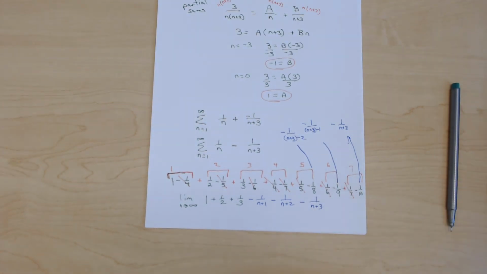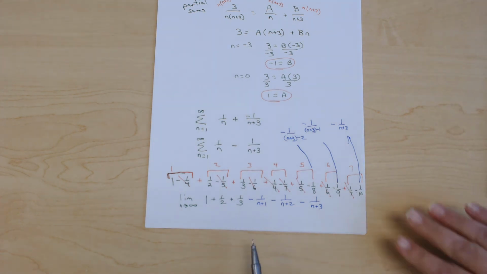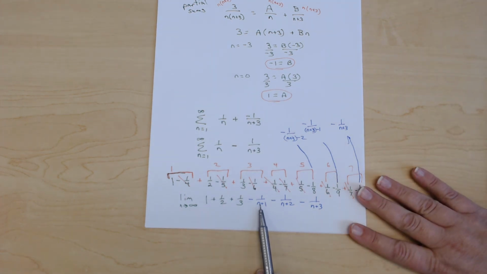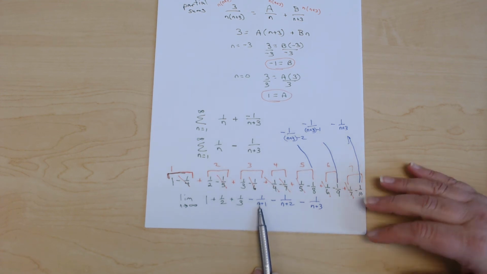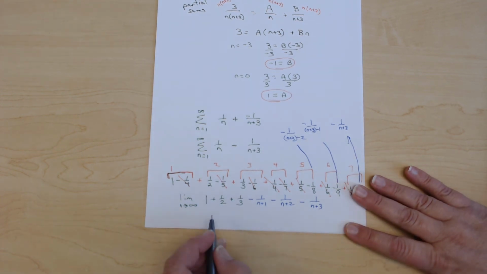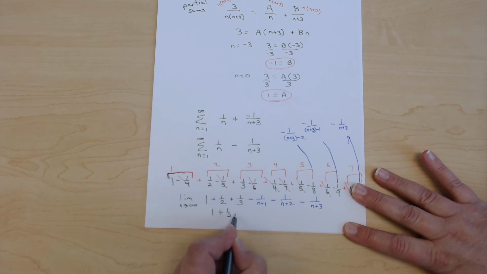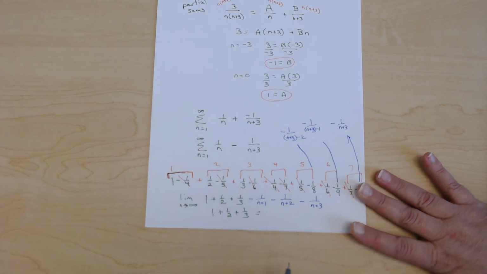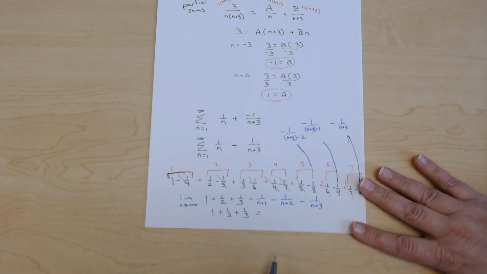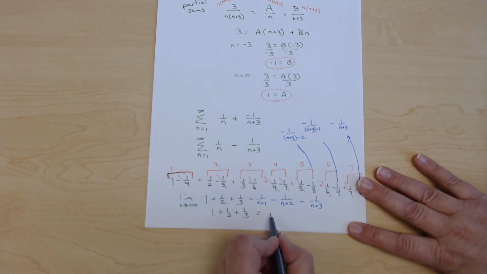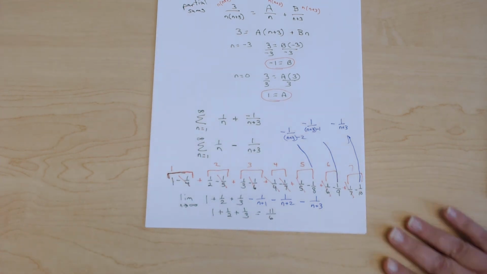But what happens as we take the limit, as we get these bigger and bigger, as our denominators get bigger, they're headed to 0. So our answer is actually 1 plus 1/2 plus 1/3. And then just grab a calculator, the common denominator would be 6. So it's 11/6.